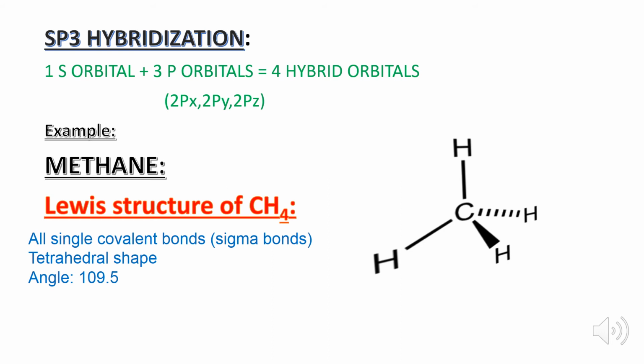Here the carbon is the central atom which overlaps with the hydrogen, and as a result 4 sigma bonds are formed. We know that all single bonds are sigma bonds. So here the carbon is making 4 single bonds, and when carbon makes 4 sigma bonds, the molecular geometry must be tetrahedral and the bond angle will be 109.5 degrees. And the type of hybridization is sp3 hybridization.